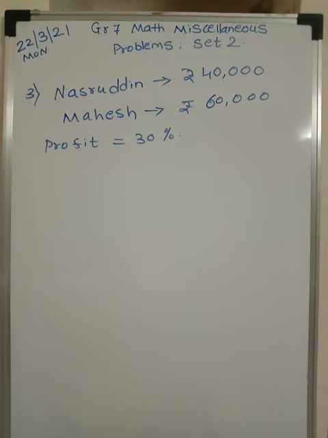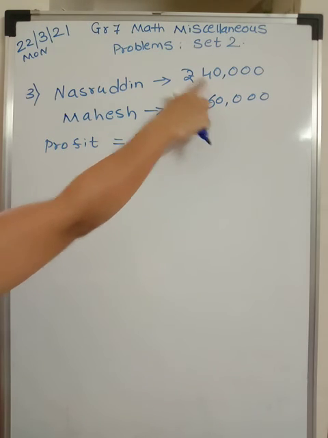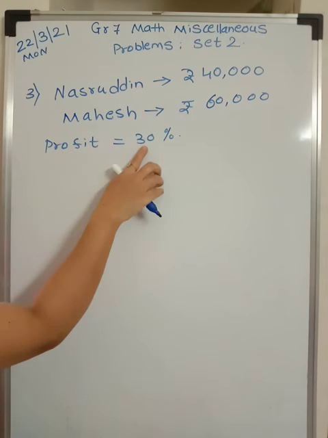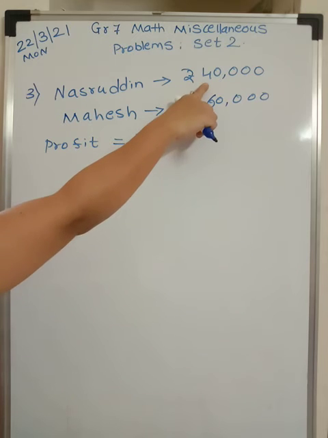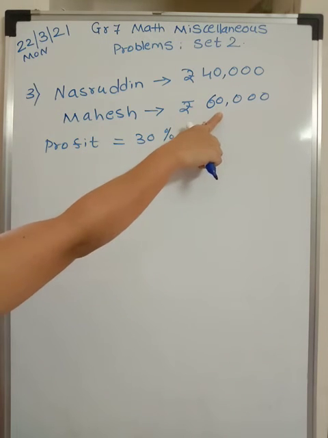Now look at the third question. Nasruddin and Mahesh invested rupees 40,000 and 60,000 respectively to start a business. They made a profit of 30%. How much profit did each of them make? Now see, Nasruddin's investment is 40,000 rupees and Mahesh has invested 60,000 rupees. They got a profit of 30%. So Nasruddin will get 30% of his investment and Mahesh will get 30% of 60,000.